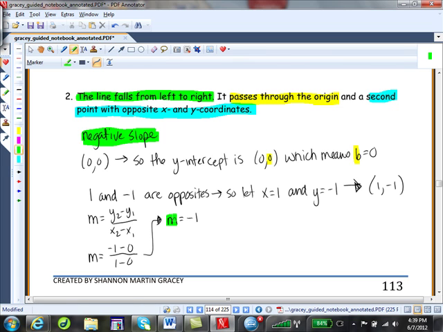So now we have all the pieces. We'll get y is equal to -1 times x plus 0 from our b. So this can be simplified to y equals -x. And we're done with this section.